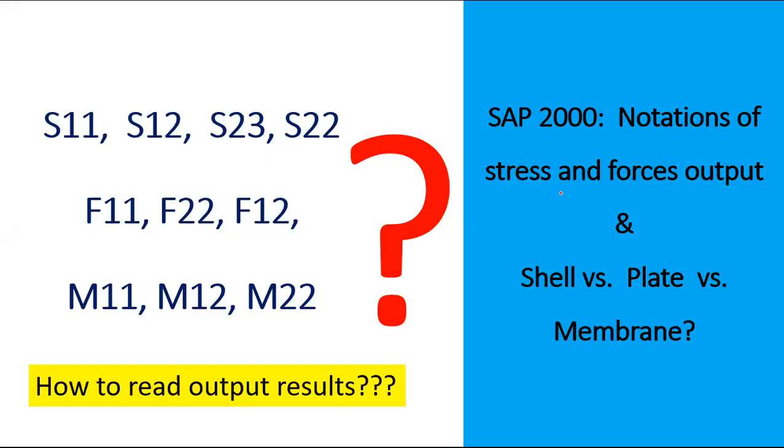In this tutorial, I'll be covering the notations, basically how to read the output results of SAP2000 or ETABS, the CSI package, and the myths between modeling shell, plate, and membrane elements. So if you go to these three elements, I'll be going through a summary only.